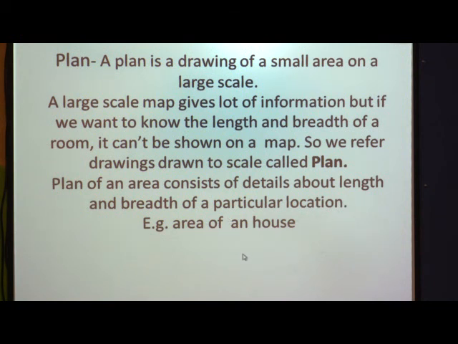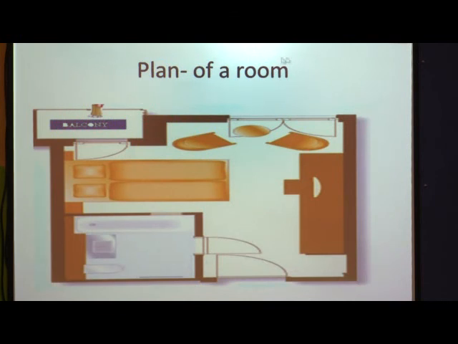For example, the area of a house we can see, children, this is a plan. So, a small area can be shown on a large scale paper. Here is a plan of a room, with balcony, washroom, everything given here in detail. So, children, this is what your lesson was.